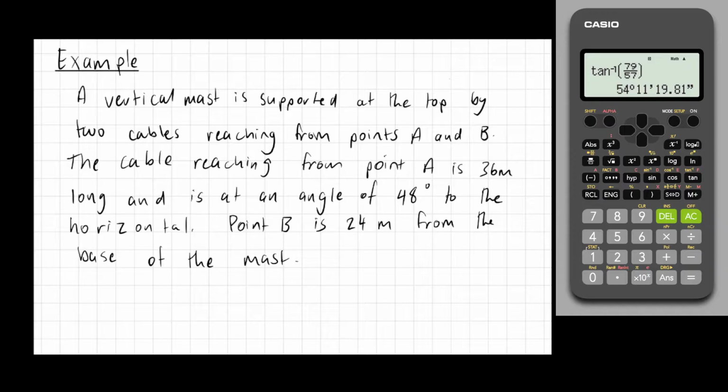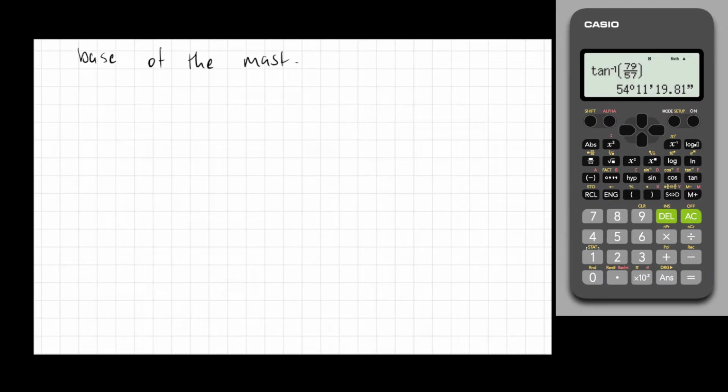Okay. So a vertical mast is supported at the top by two cables reaching from two points A and B. Okay, so let's draw that to begin with. So the vertical mast, something like this, but drawn properly. Okay, something like this, probably. It doesn't really matter where these two cables sit in relation, because it hasn't told us whereabouts they are. Think of these as two little anchor points, and this is like the mound where the pole or the mast is standing.